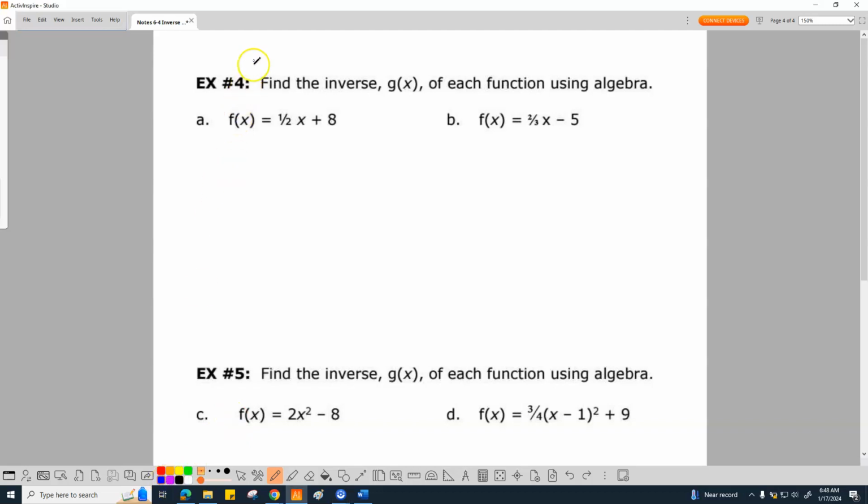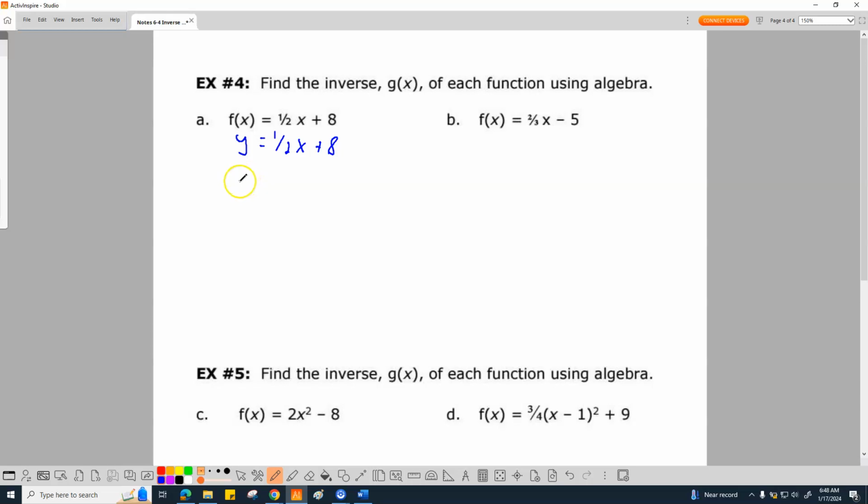So first thing you want to do, remember the inverse is when you switch the x and y. Mister, there's no y in this problem. You're kind of right, you're kind of wrong. What you're going to first do is write the problem out like this. Replace the f of x with a y. That's how you're going to start. So now we have a y and we have an x.